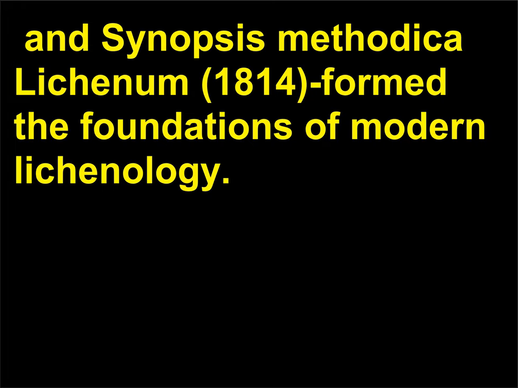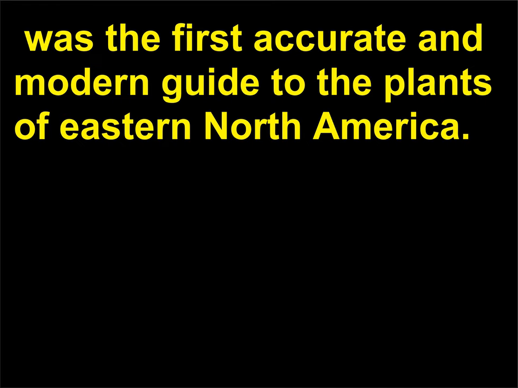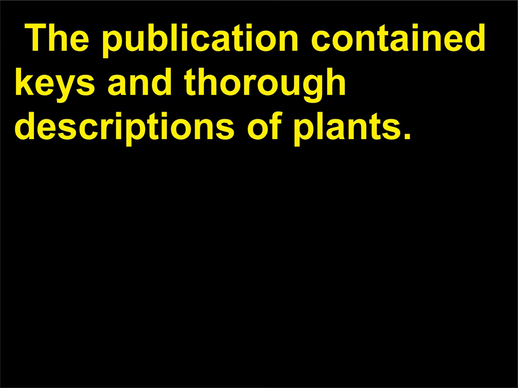What is Gray's manual? Gray's Manual of Botany, first published in 1848 by Asa Gray, 1810-1888, under the title Manual of the Botany of Northern United States, was the first accurate and modern guide to the plants of eastern North America. The publication contained keys and thorough descriptions of plants.